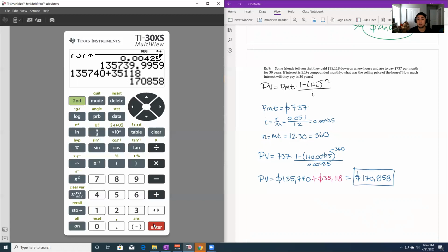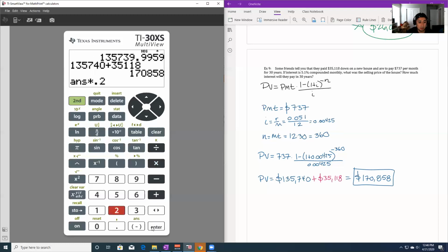So that was the original amount of the house. They put 35,000 down? Oh man. Aren't you only supposed to do 10%? Or maybe they put down 20%, right? Because if I did that times 0.2, yeah, 34, they put 20% down. Ain't nobody got 35,000 to put down on a house.